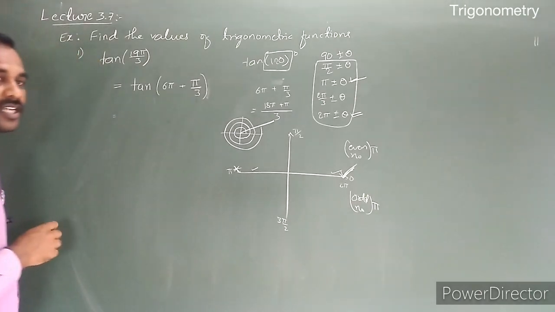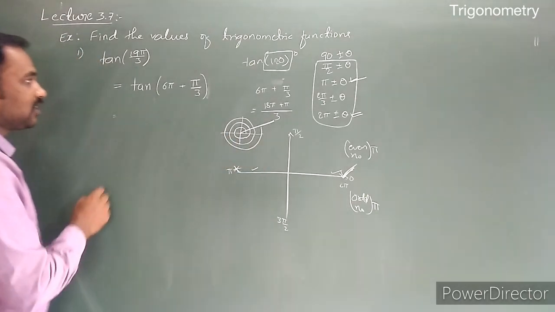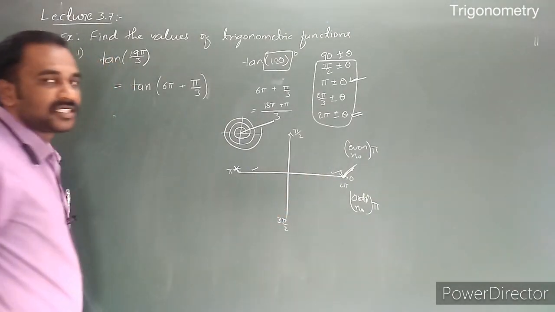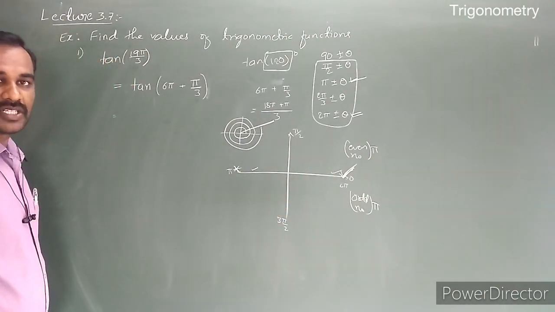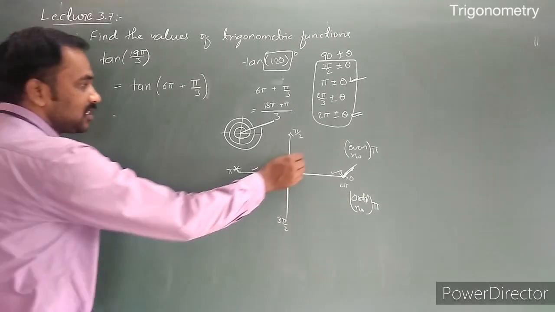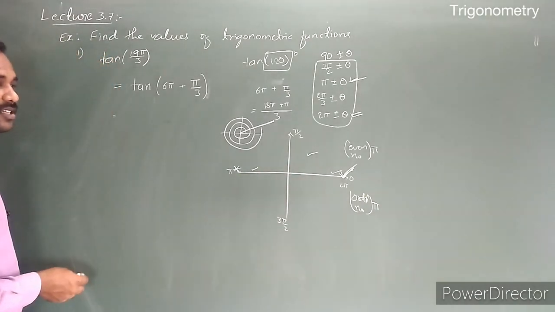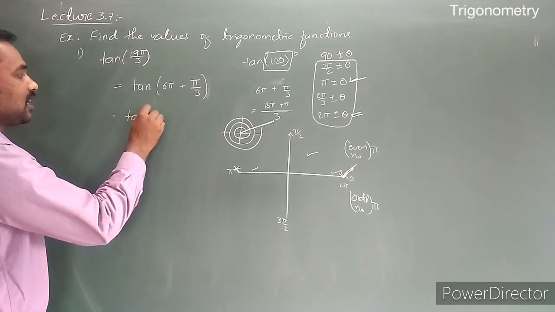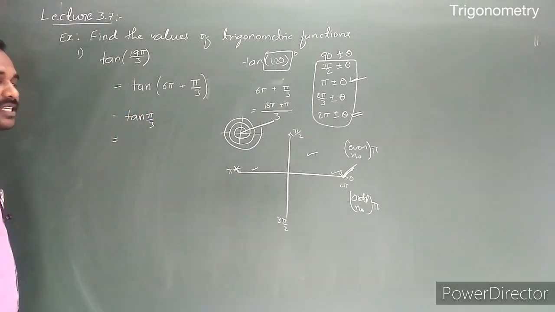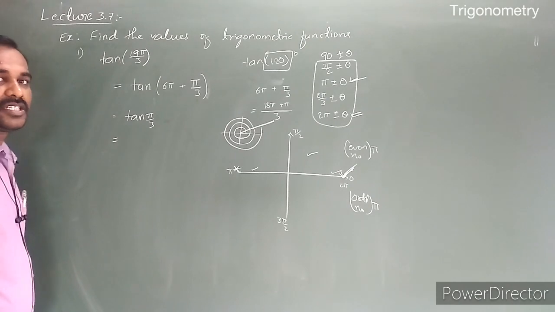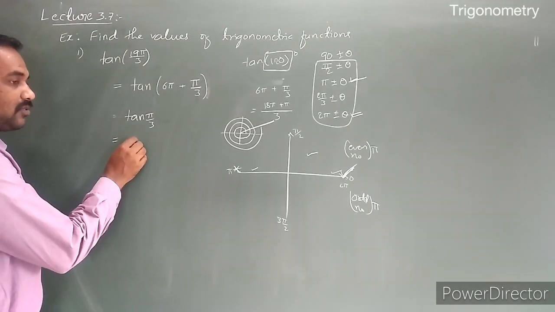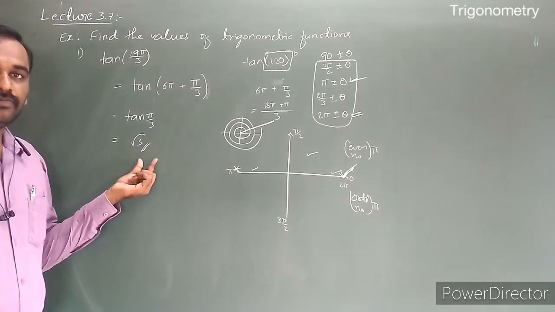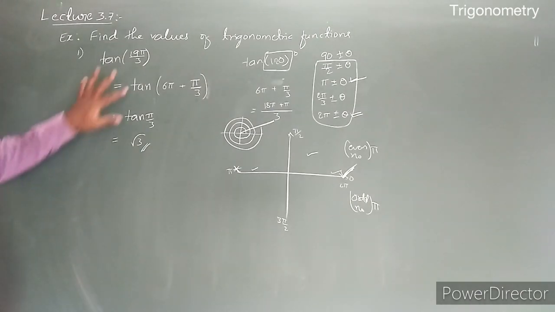Here the even number is already there, so tan of an even number into pi is nothing but tan of 360 plus theta. In the first quadrant tan is positive, and with 360 plus, tan remains tan, so tan of pi by 3. What is the tan of pi by 3? Pi by 3 is nothing but 60. Tan of 60 is root 3. Hence the answer. So very simple.